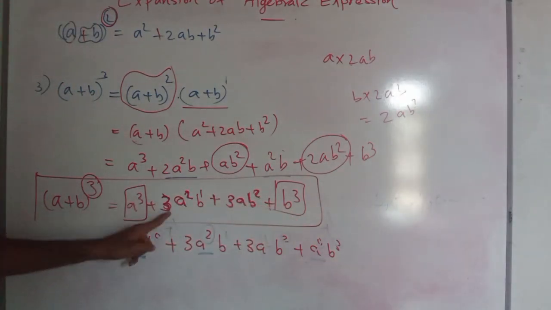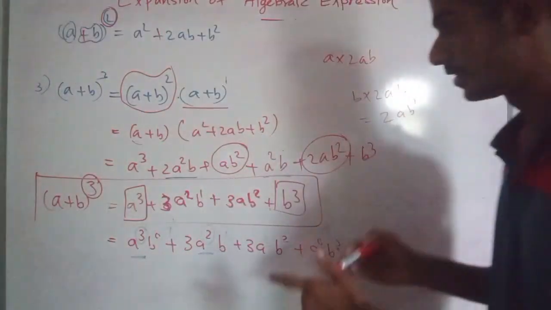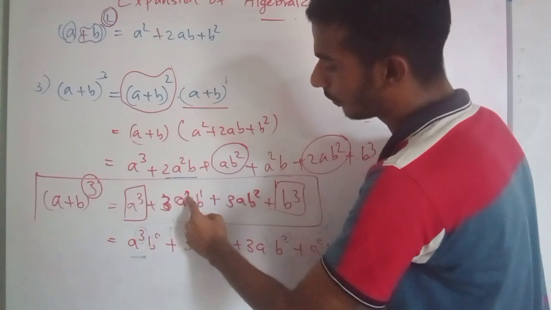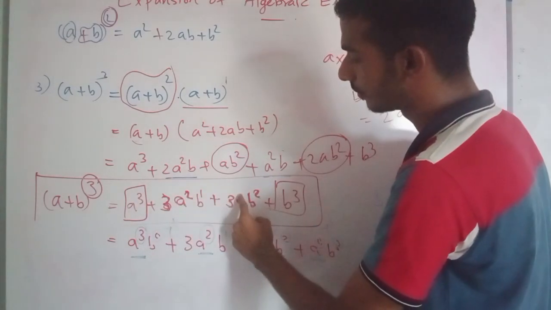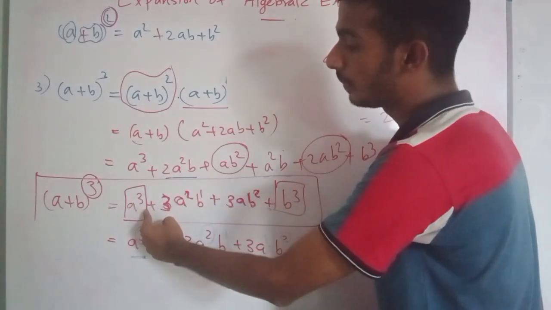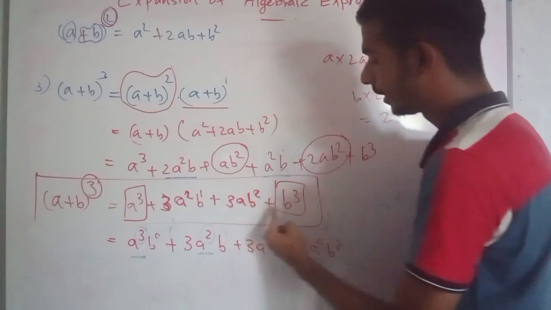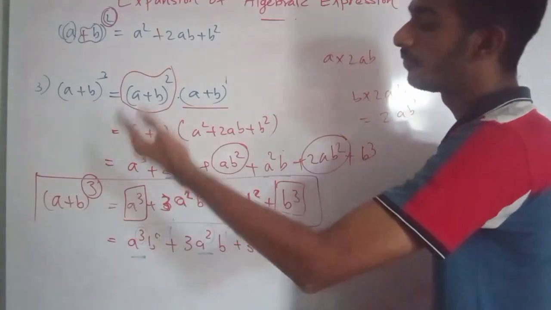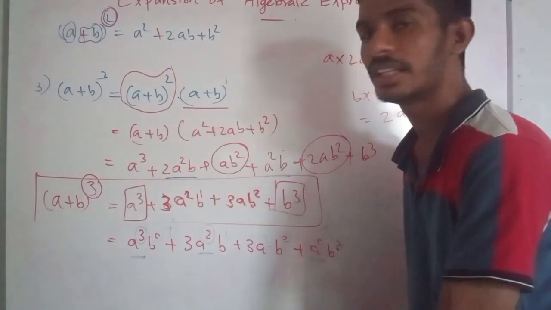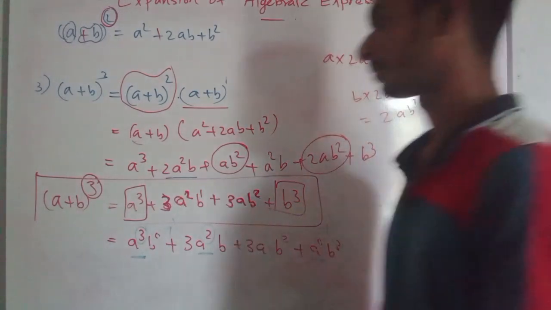So 3A squared B. You can just see a pattern here. Here the power of A is 3. Here the power of A is 2. Here the power of A is 1. Here the power of A is 0. Here the power of B is 0. Here the power of B is 1. Here the power of B is 2. Here the power of B is 3. So the power of the first term is decreasing while the power of the second term in the expression is increasing. Okay. So this is the expansion.